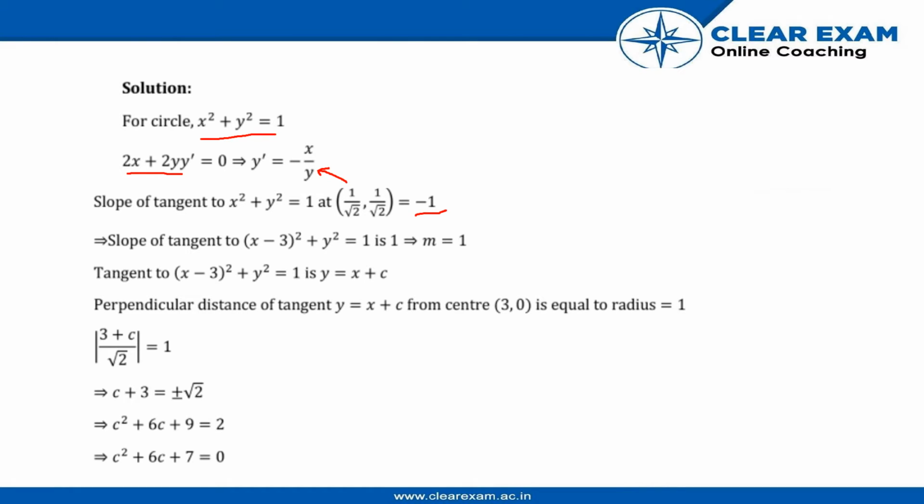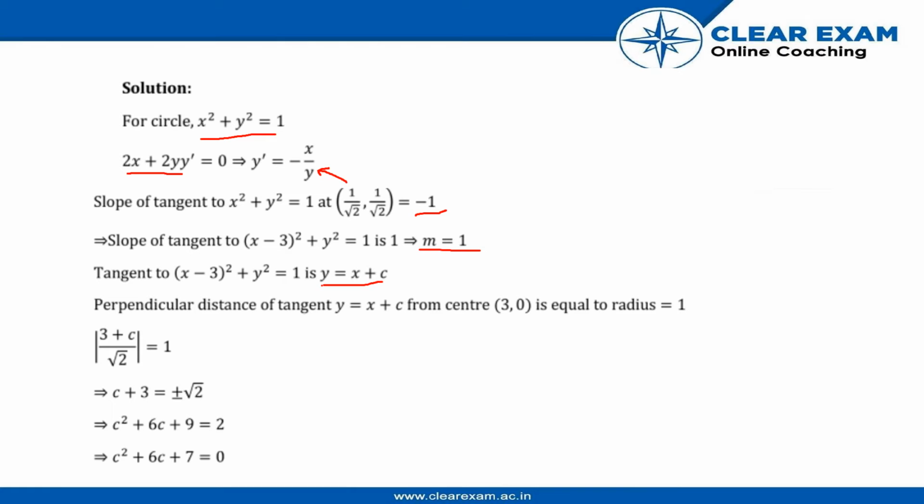And similarly, the slope of the tangent to (x minus 3) whole square plus y square equals 1 is 1. So the slope for the second one is m equals 1. Now the tangent to the circle (x minus 3) whole square plus y square equals 1 is y equals x plus c, as written in the question.